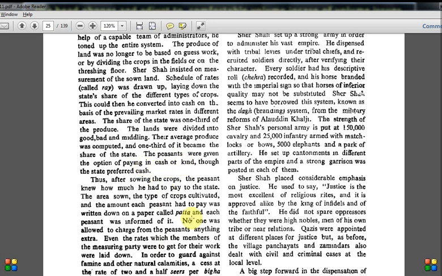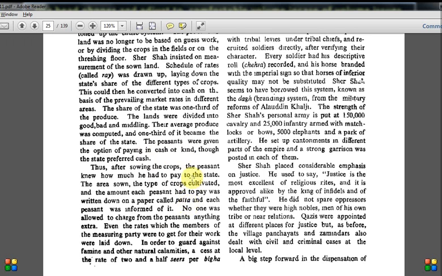Thus after sowing the crops, the peasant knew how much he had to pay to the state. So it was all organized now. They know how much they have to produce, how much they will get for themselves, how much they have to give as tax. Everything was well organized. The area sown, the type of crop cultivated, and the amount each peasant had to pay was written down on the paper called patta. So patta is that paper where everything will be written, and each peasant was informed of it.